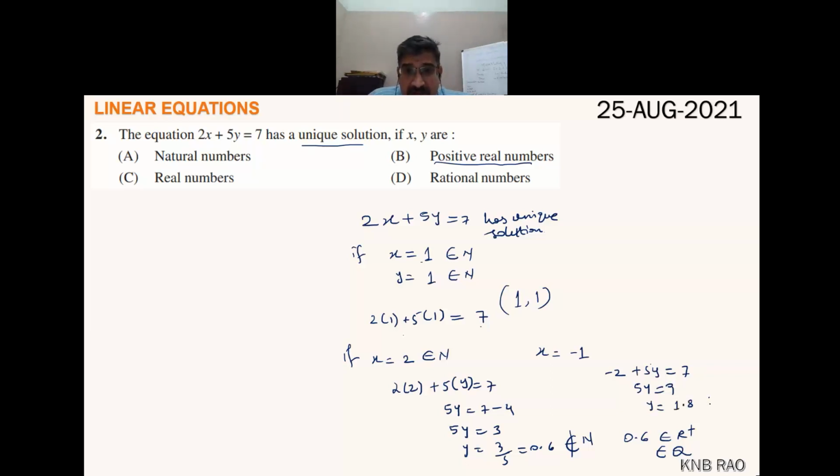Again, this doesn't belong to the natural number set. It belongs to positive real numbers, real numbers, or rational numbers. See, in options B, C, D, if I consider these types of numbers for x and y, you will get infinitely many solutions.